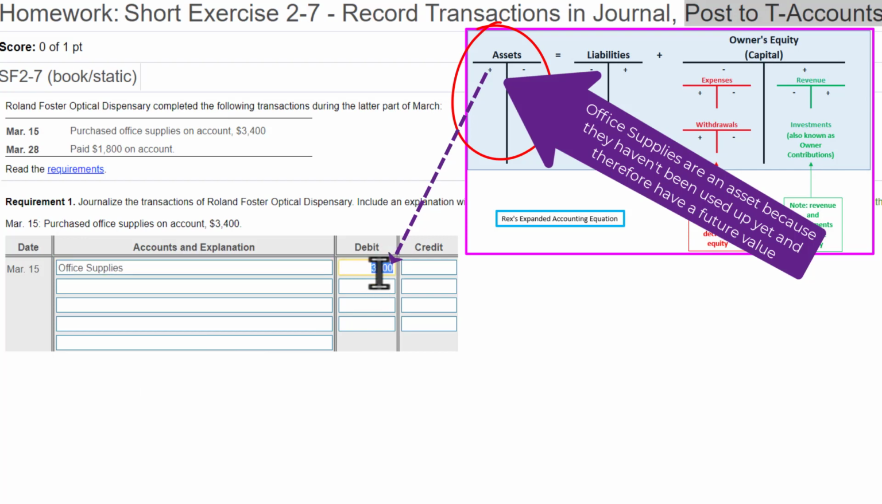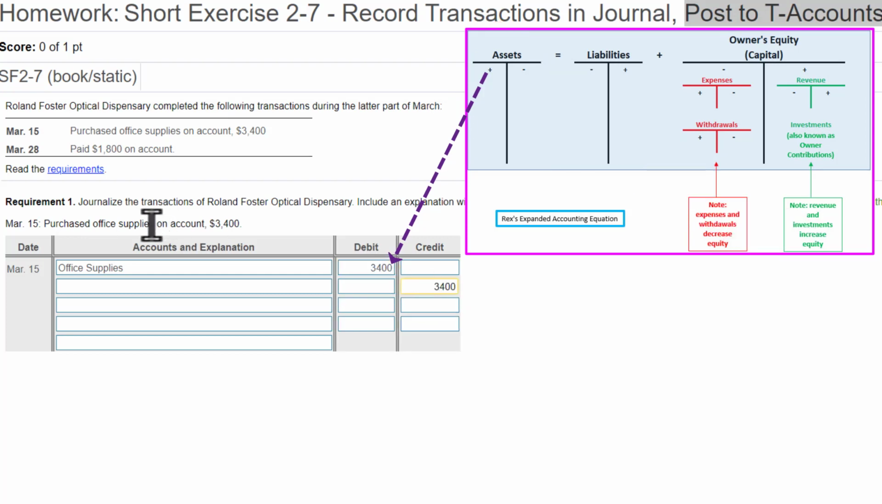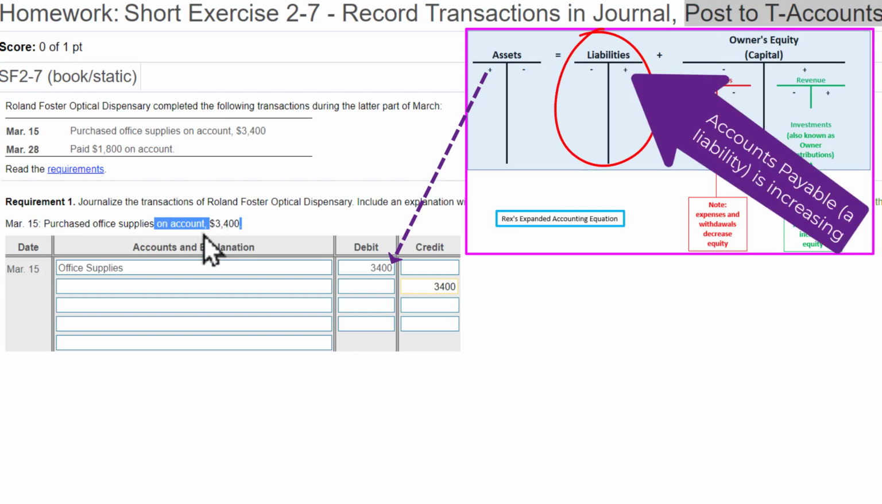So office supplies, $3,400. Now we know because debits have to equal credits, I can copy and paste this here. And then what is the other account? Did we pay cash for these? No, it says we bought them on account. So since we bought them on account, that means we have increased our accounts payable because we're promising to pay later. So accounts payable, according to the accounting grid, is what type of account? It's a liability. Do we have more liability or less? We have more. And how does a liability increase? With a credit. So that's why I'm crediting accounts payable.